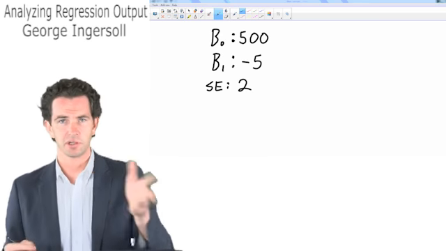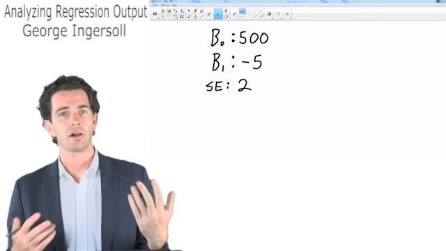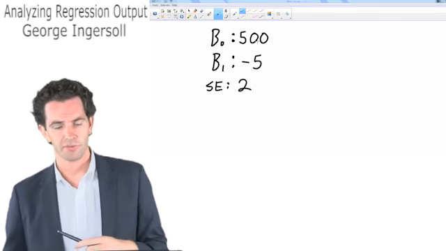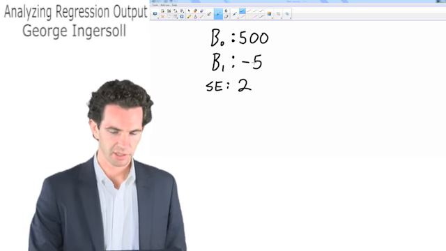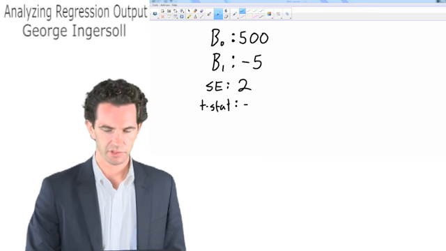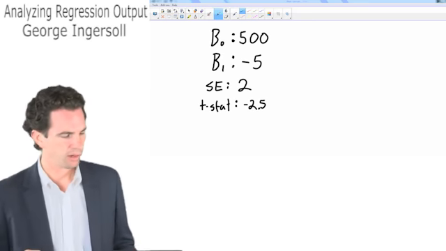Okay. So what's our t-stat going to be? The t-stat is the number of standard errors the coefficient of our slope is away from 0. So hopefully you all said that the t-stat is -2.5. That's the number of standard errors we are away from 0.